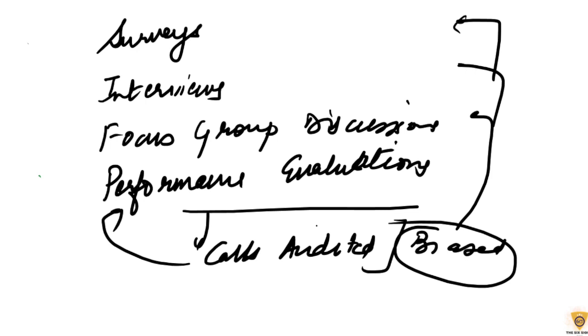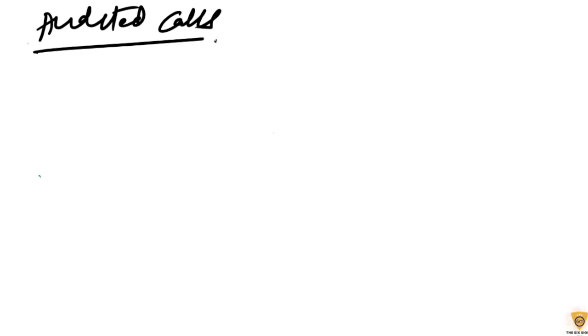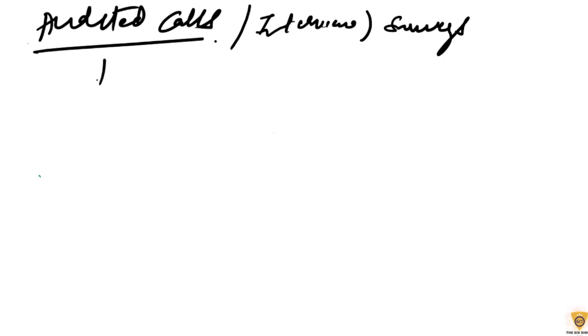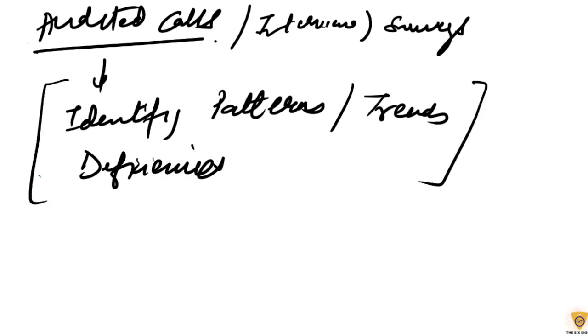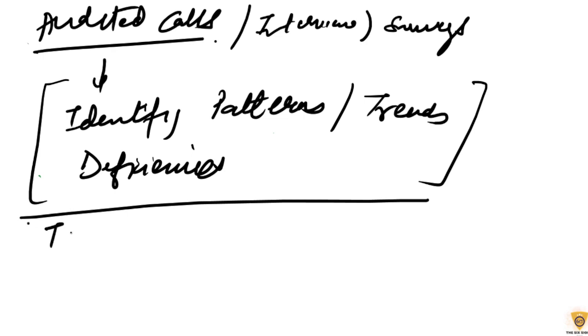Once the data is collected, we analyze it to identify patterns, trends and deficiencies in the workforce. For example, we check the audited calls, right? I'm just talking about a BPO scenario here at the moment. So we check the audited calls, and we can also check interviews, surveys, whatever we discussed in the previous slides. Depending upon that, we identify patterns, we check trends, and we check any deficiencies. And after that, we prioritize the areas or resources that require immediate attention. So this is how we do a TNI.